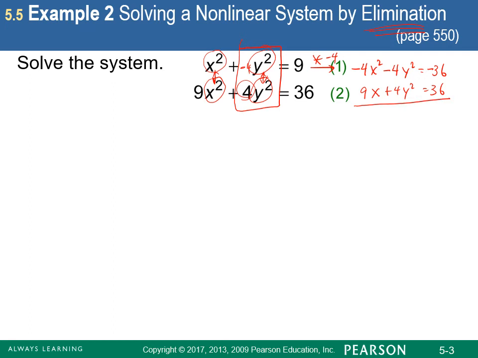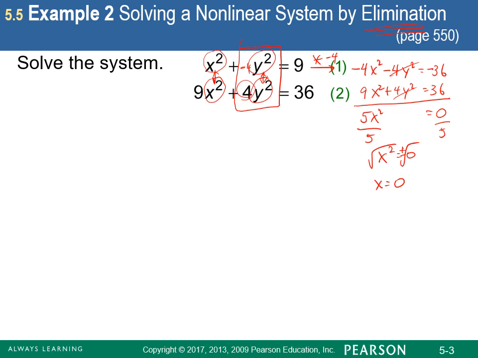and add. -4x squared and 9x squared is a 5x squared. The y squareds are going to subtract out. Now -36 plus 36 is 0. Now don't confuse this with what we learned in the first section. This is not some constant equals 0. We can finish solving by dividing both sides by 5 and doing the square root of both sides. And so x is equal to 0.